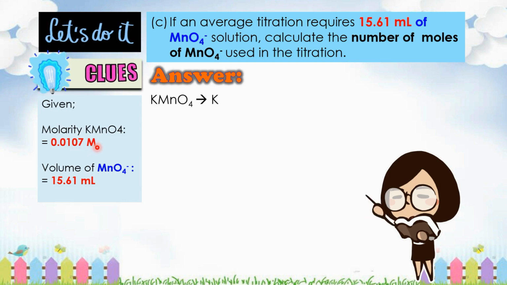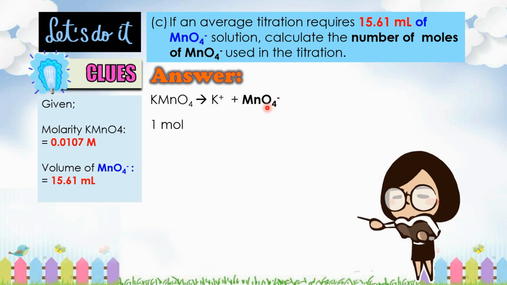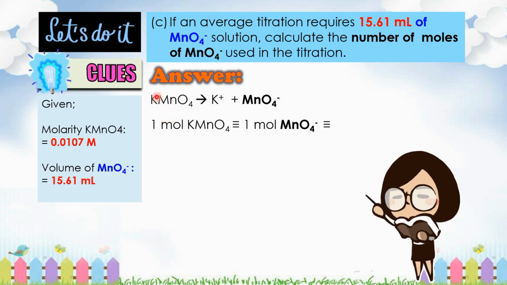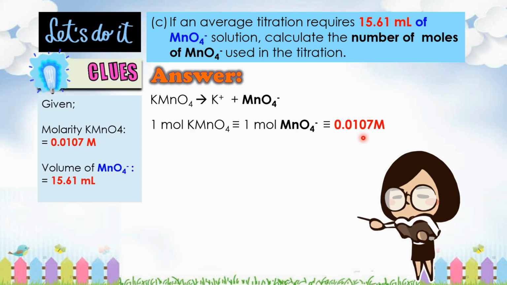First of all, we have to write the dissociation equation. KMnO4 has K+ ion and MnO4- ion. From this equation, we can clearly see that 1 mole of KMnO4 is equivalent to 1 mole of MnO4-. The molarity of KMnO4 is given, which means the molarity of MnO4- ion is the same, which is 0.0107 molar.